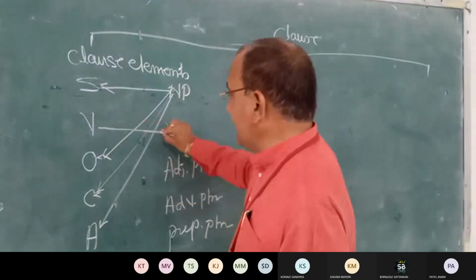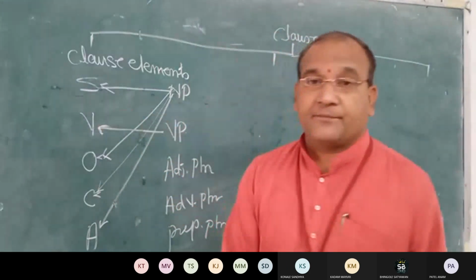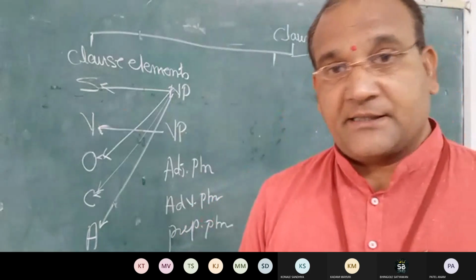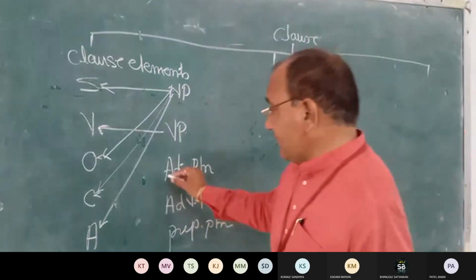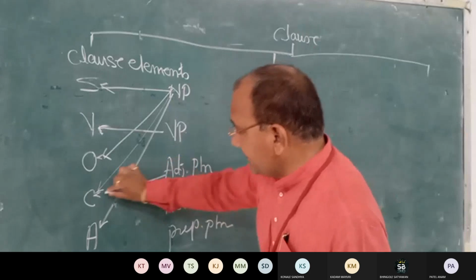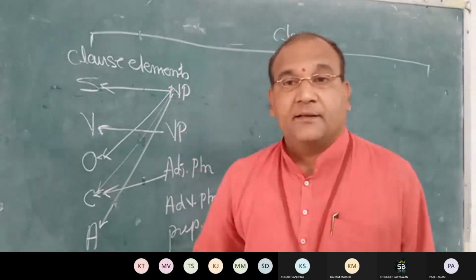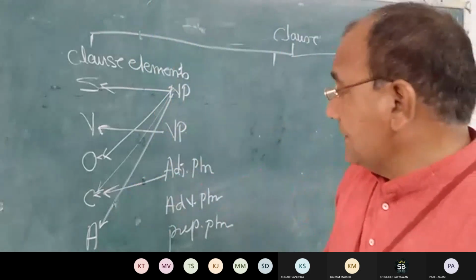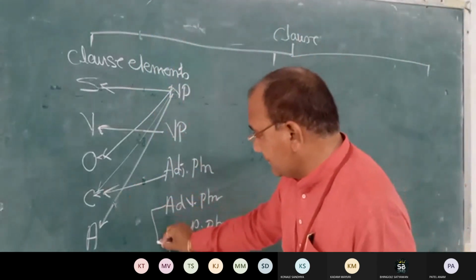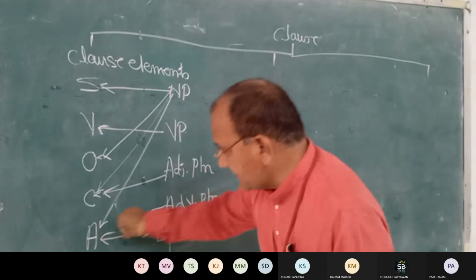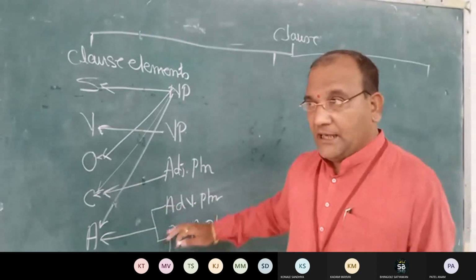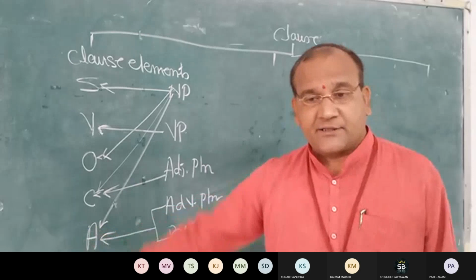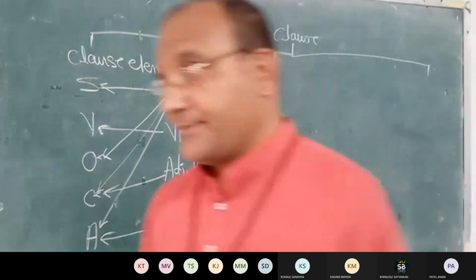VP can function only as V in a sentence. Adjective phrase can function only as a complement. These two, adverb phrase and prepositional phrase, function as adjunct or adverbial.